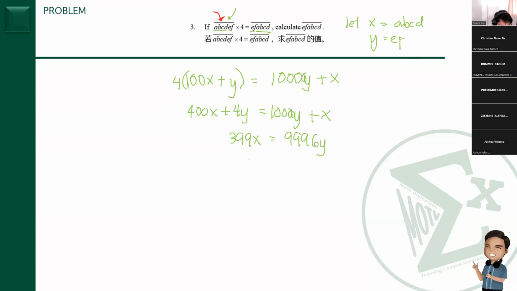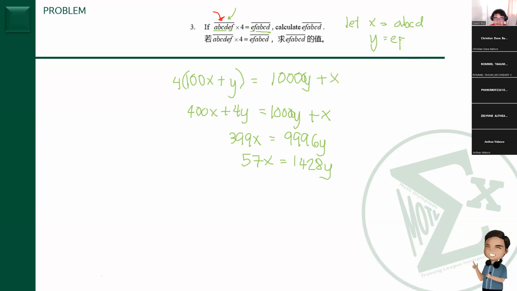399x and what? But is this simplifiable? Yeah, that's pretty much simplifiable. I could divide both sides by 7. They're both divisible by 7. So 399 divided by 7, that's 57x. That would be equal to, divide this other side by 7, 1428y.